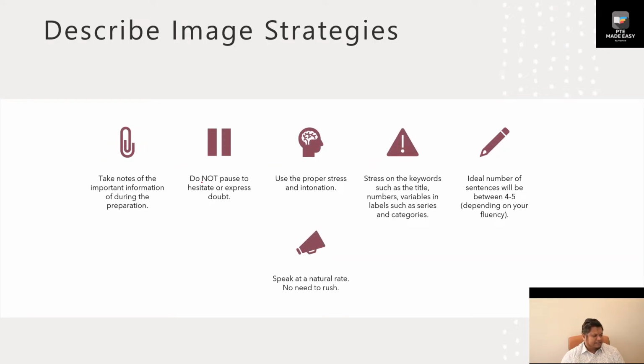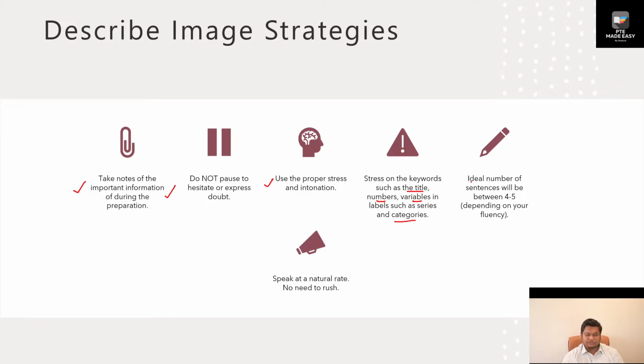Now, some strategies. Number 1, take note of the important information during the preparation time. Now, the question remains, what is an important information? We'll get to that in another video. Do not pause or hesitate to express doubt. It's very simple. Use proper stress and intonation. Stress the keywords such as title, numbers, variables in labels such as series and categories. Make sure you do that.